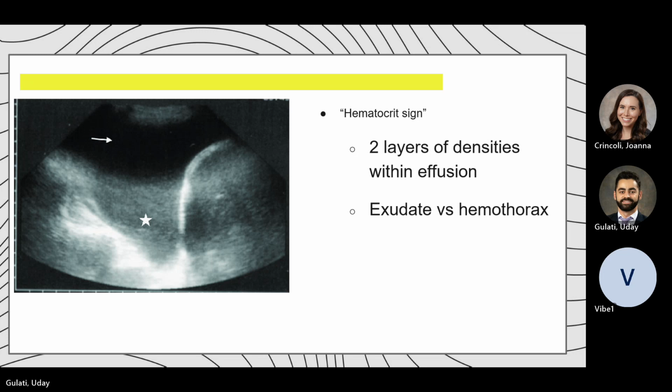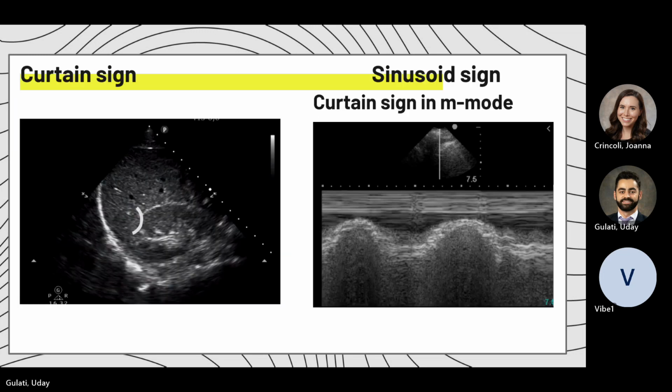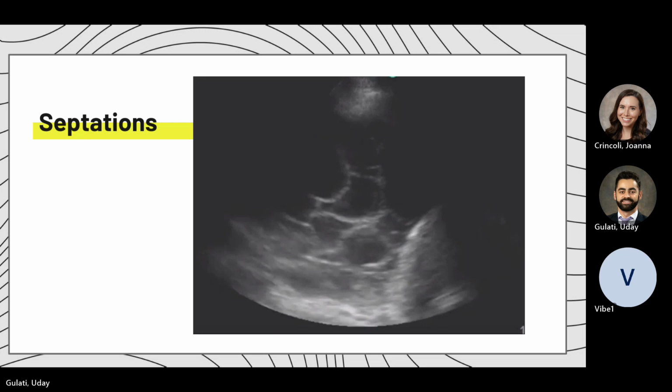This is called the hematocrit sign. So you see this layering of red blood cells, and that's really suggestive of a hemothorax. You can see a curtain sign. A curtain sign is generally normal. And the combination of this, and you can see this in M mode, is really suggestive that the lung is at the peripheral base at the costophrenic recess, and this should be normal. This is a normal finding.